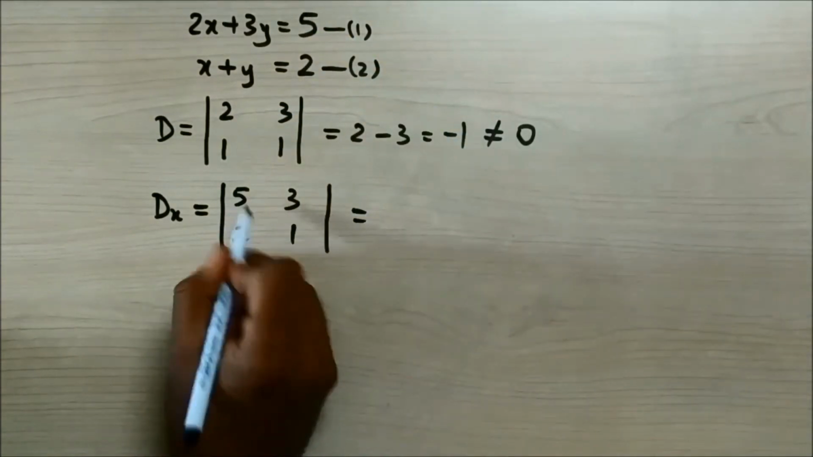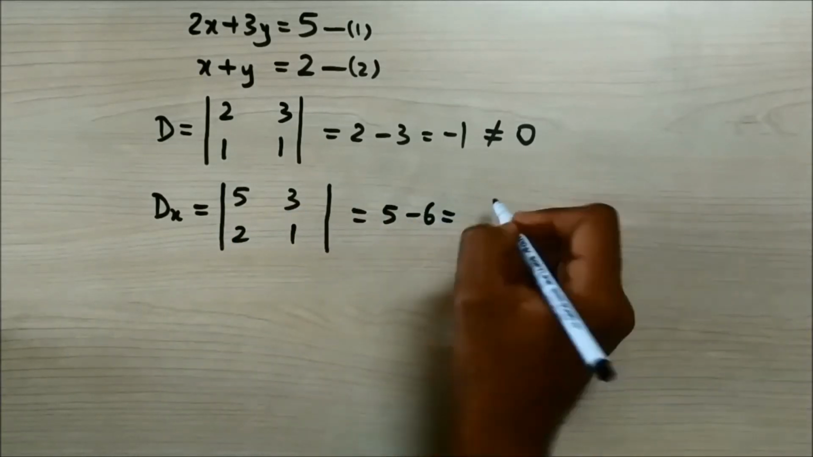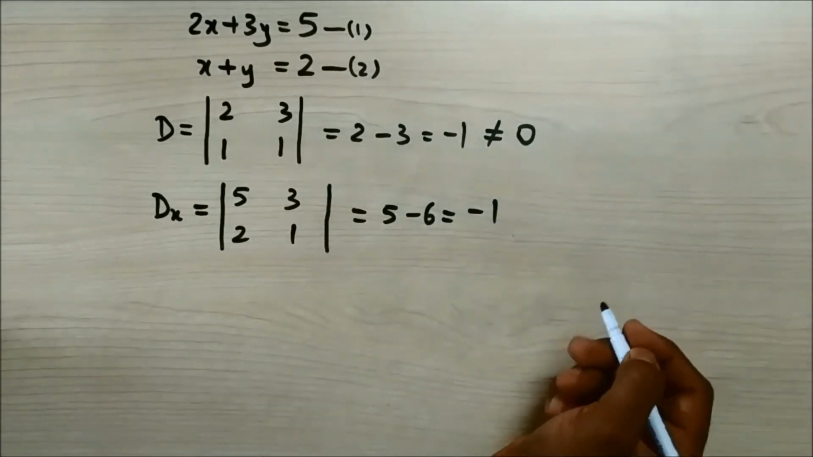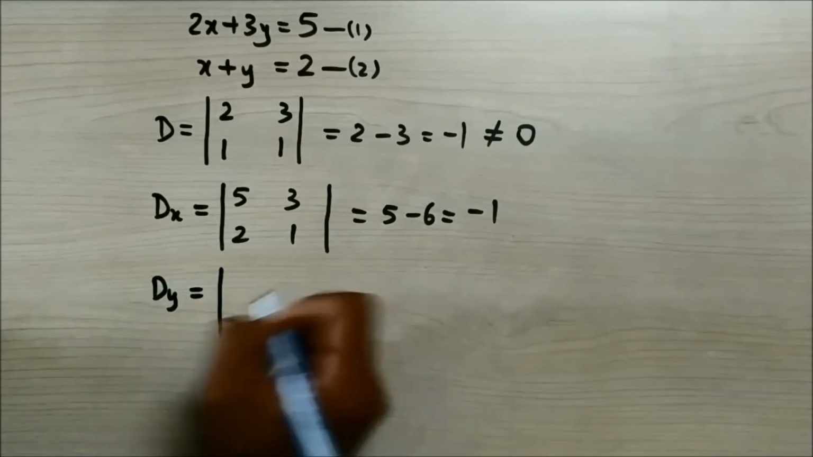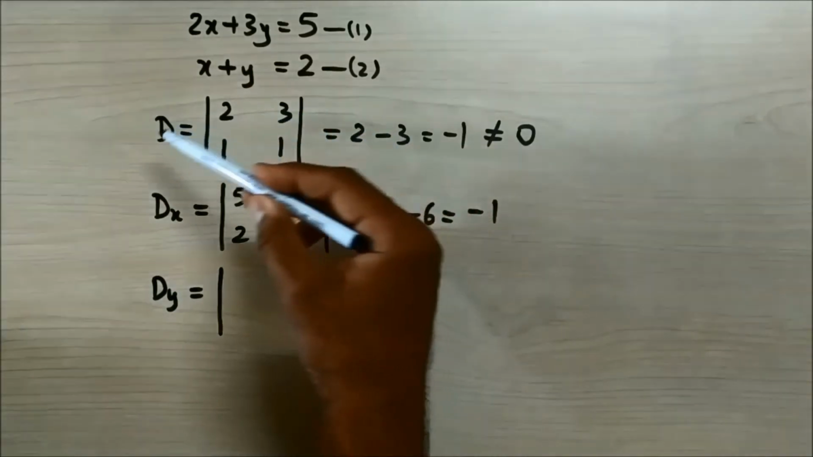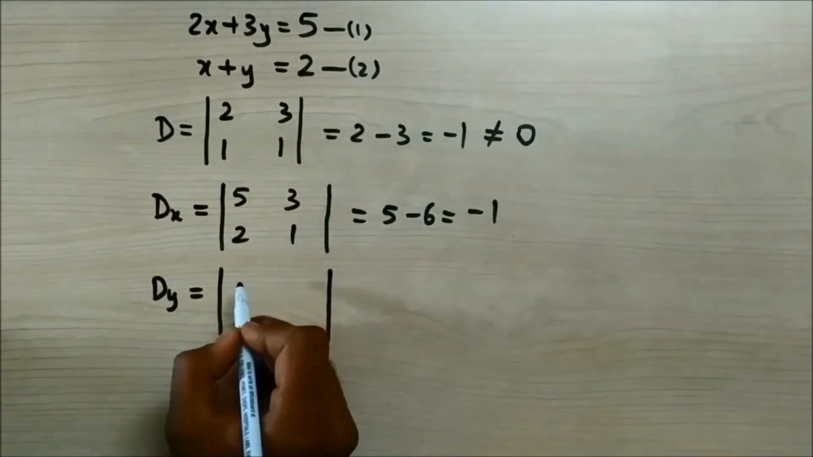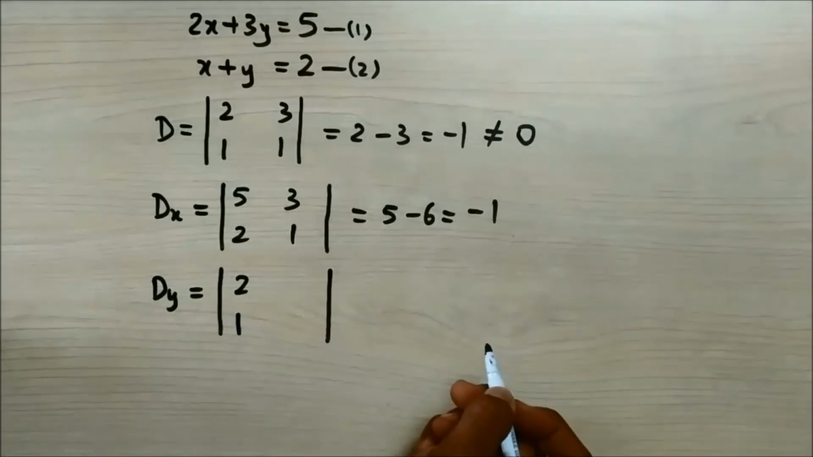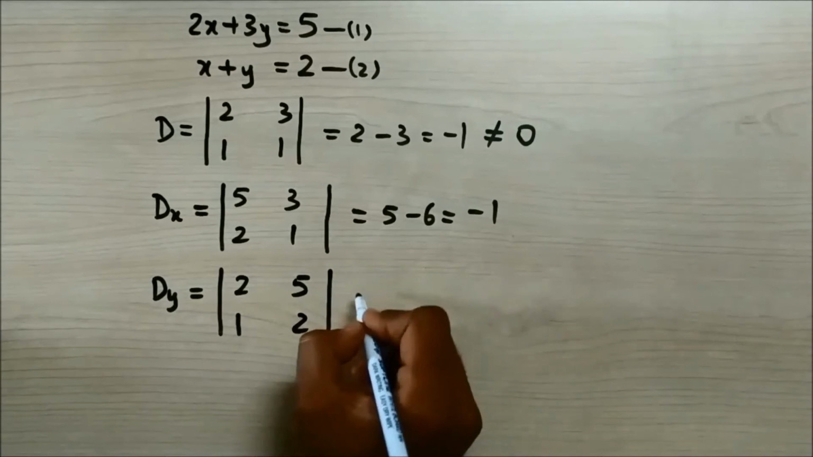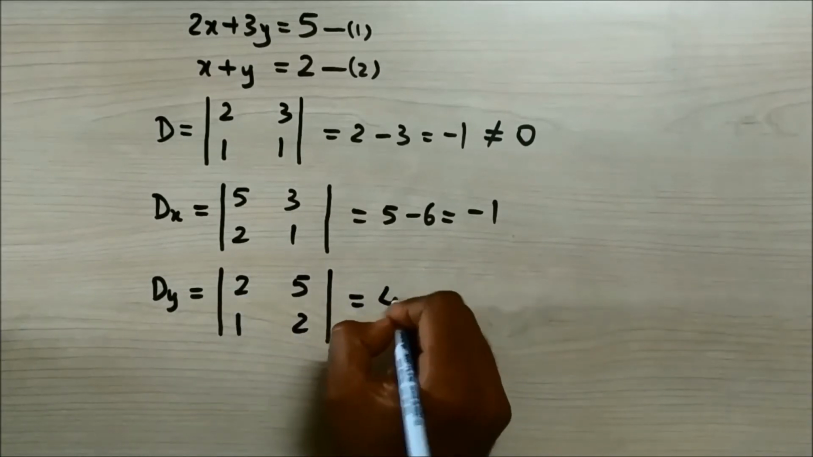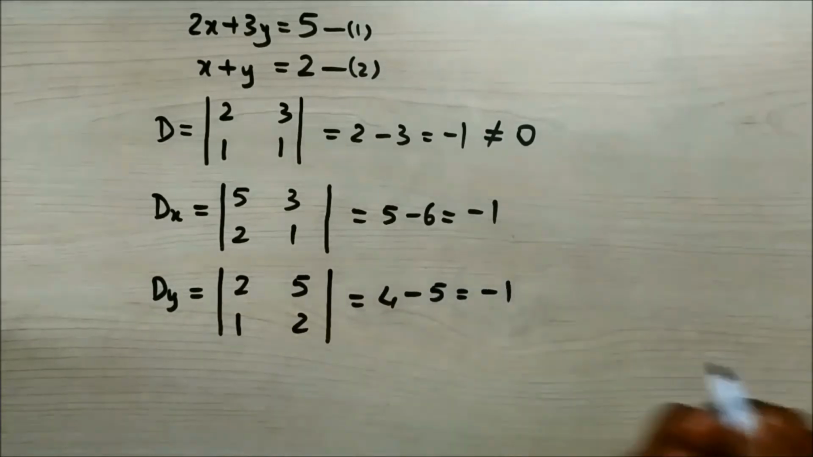Now let us evaluate this. So 5 times 1 is 5, minus 3 times 2 is 6. So again you get minus 1. Next would be dy. Now dy means you replace the y column in determinant d. So 3 and 1 would be replaced now by 5 and 2. The x column remains the same and in the y column you put 5 and 2. Now evaluate this. You get 2 times 2 is 4, minus 5 times 1 is 5. So again you get minus 1.